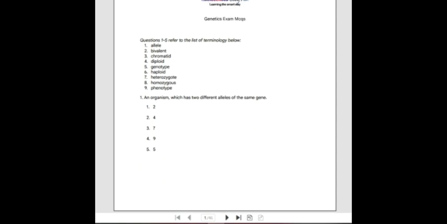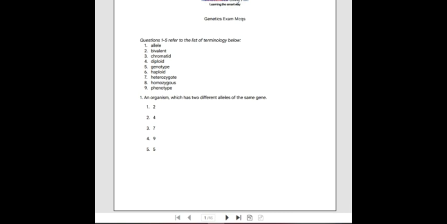refers to 1, 2, 2 is option 4, 3 is option 7, 4 is option 9, 5 is option 5. So an organism that has two different alleles of the same gene is referred to as heterozygote. So the correct answer here is option 7.